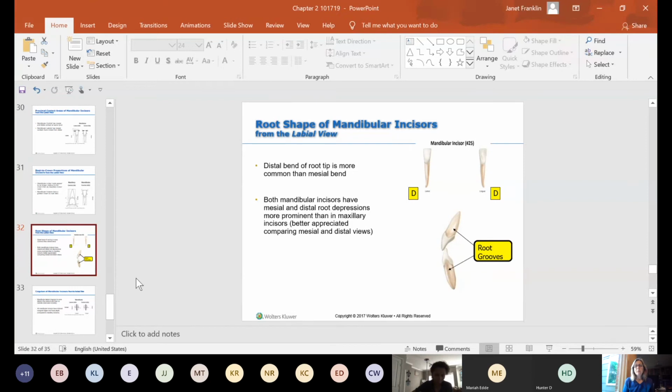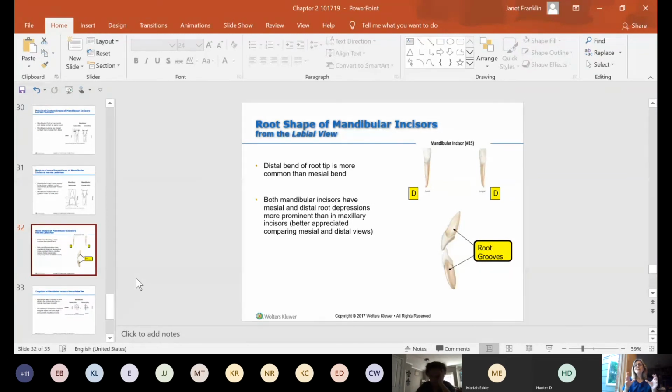As far as the root shape, there's a distal bend of the root tip, and that's more common than a mesial. So whenever we are taking a quiz or a test, if I have a picture of a mandibular incisor, the root on my picture is always going to be bending toward the distal, because it's more rare for it to bend toward the mesial. So if I have a tooth and I want you to identify which mandibular incisor it is, you're going to first probably look at which way the root tip bends.